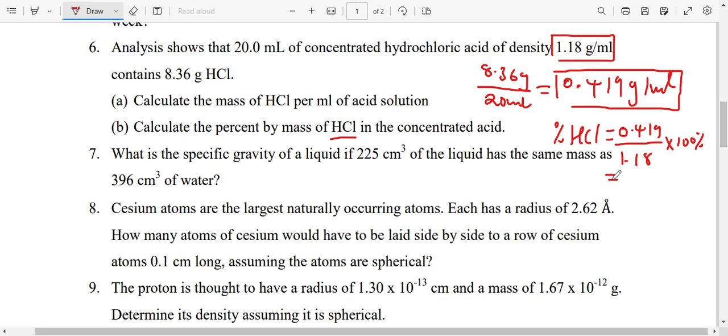So that is 0.419, we divide by 1.18, and then we multiply by 100%. This is giving us 35.5% of hydrochloric acid. So that is it for this question.